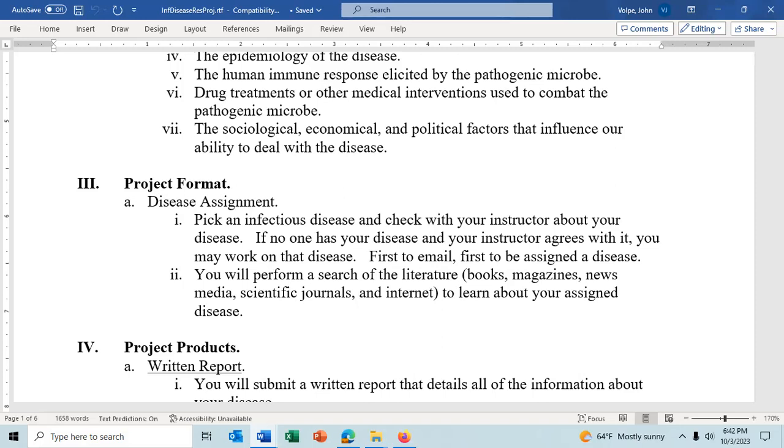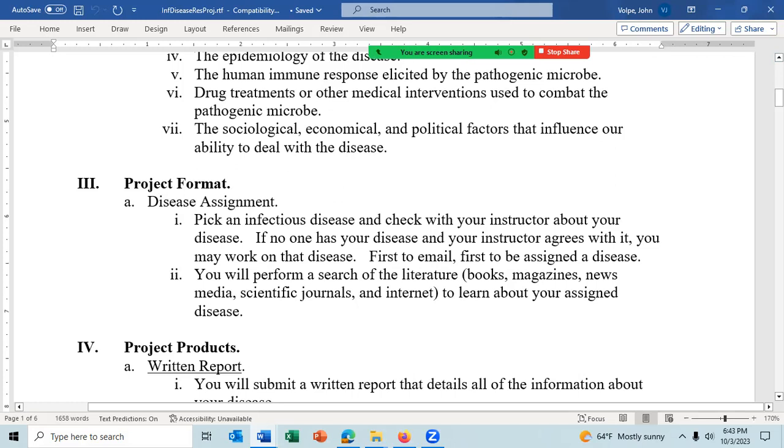You'll then do a search of the literature, books, magazines, news media, scientific journals, the internet, to learn about your assigned disease. Keep track of where you get your information because you do need to give references, both an in-text reference and, what do they call the last one? The formal full references.